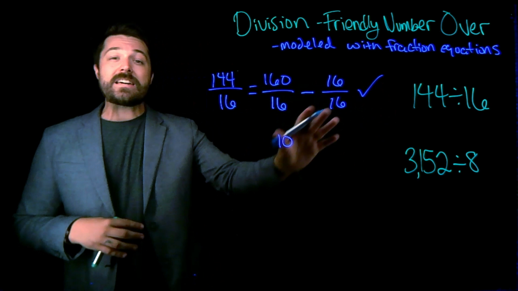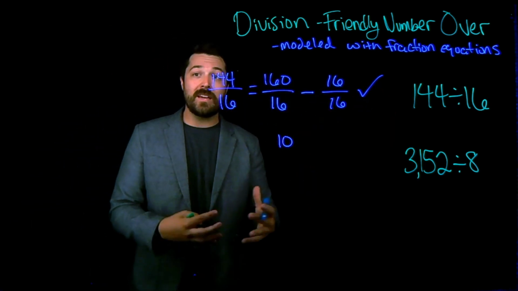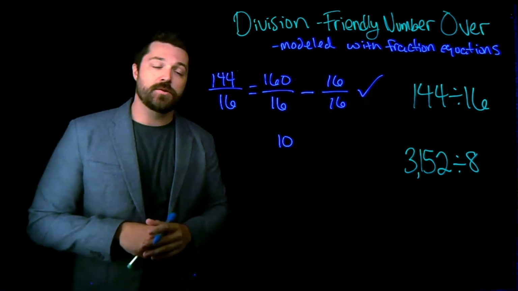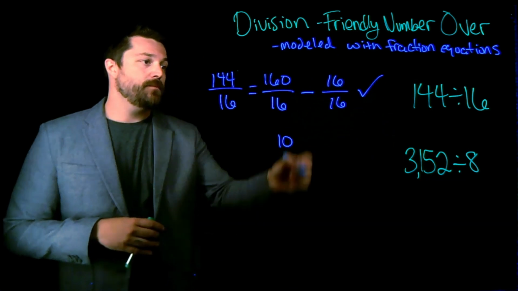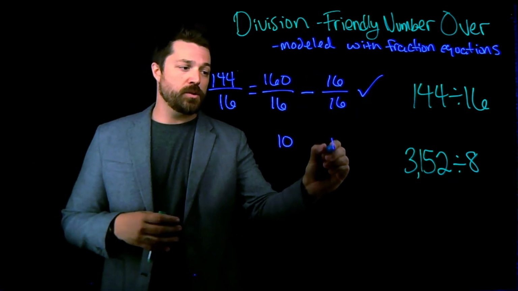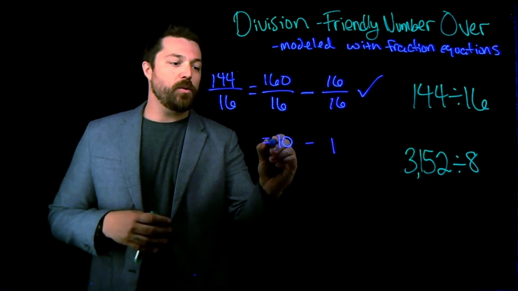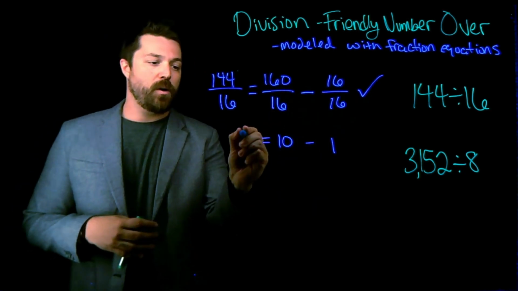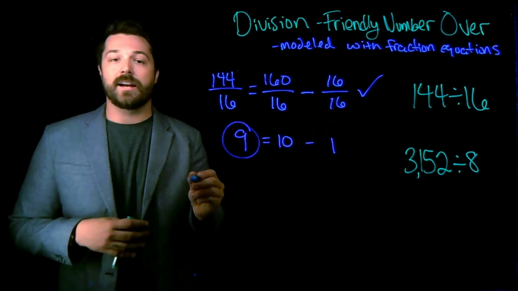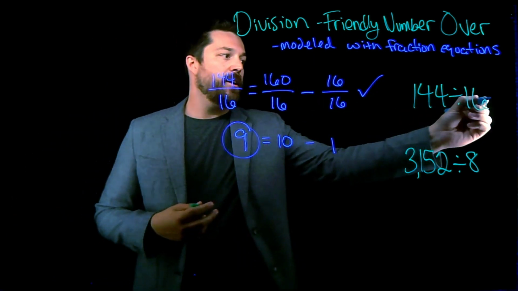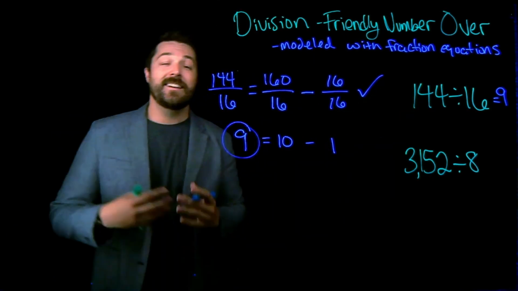And so if I can think about this equation, it'll help me think about what the quotient of 144 and 16 is. Well, 16 over 16 is just 1. And so my quotient is 10 minus 1, in this case, 9. So 144 divided by 16 is 9.